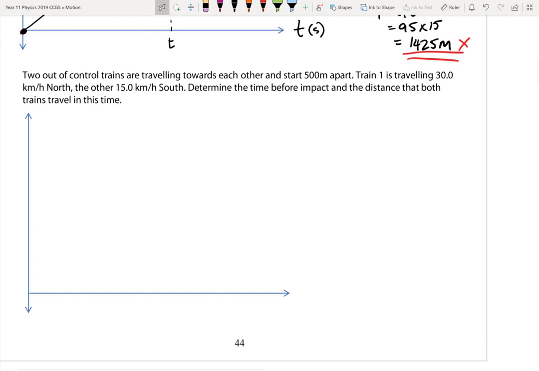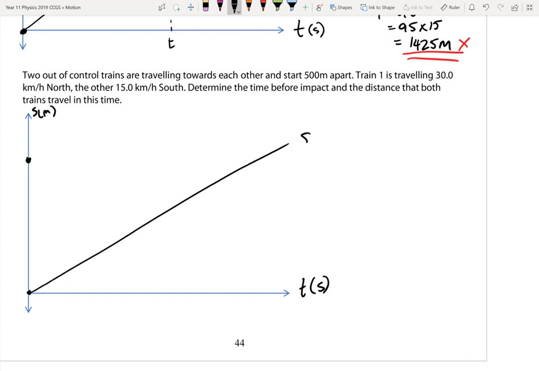Okay, next. Two out-of-control trains are traveling towards each other and they start 500 metres apart. So here, we're going to have S in metres, time in seconds. One's traveling north, one's traveling south. So again, it doesn't really matter which one you assign, but we might go with north as up. So let's take train 1 as 30 north.